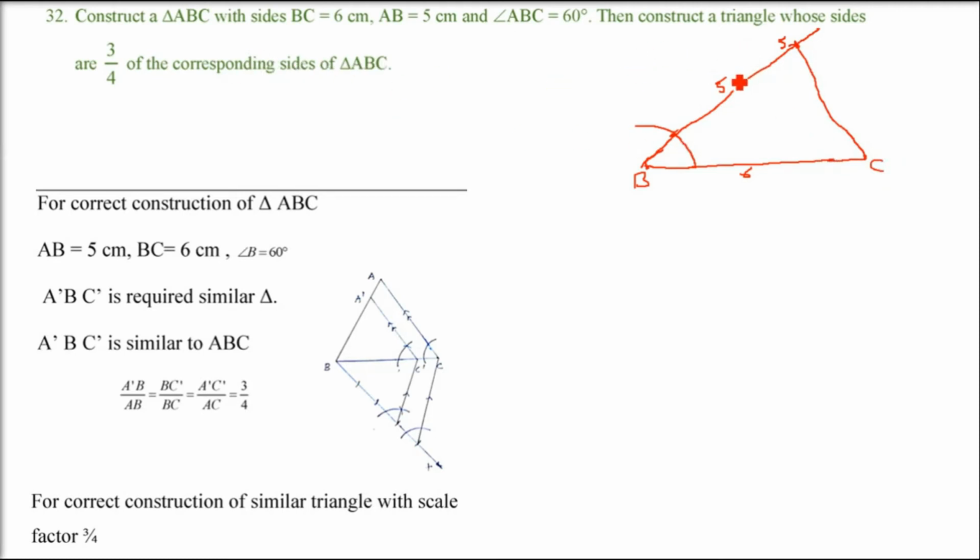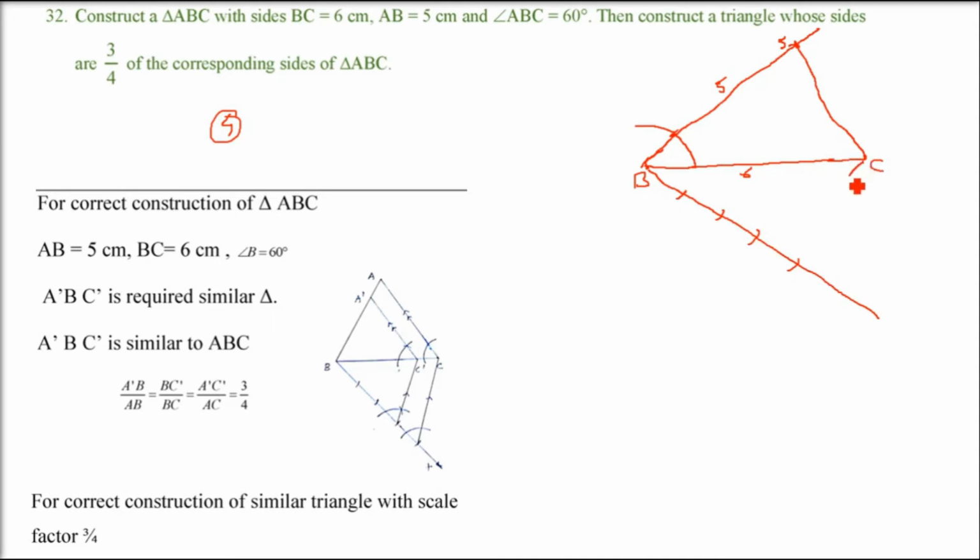Now you have to construct a triangle whose sides are 3 by 4 of the corresponding sides of ABC. So all the sides should be 3/4 of the original triangle. So how are we going to do this? Now make a line which is having an acute angle with BC, less than 90 degrees. Now which is higher in 3 and 4? 4 is higher. So you can take any distance and you can mark 4 equal distance points.